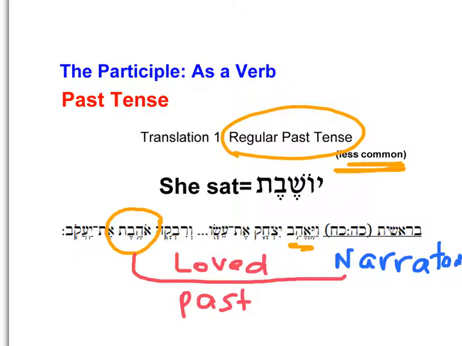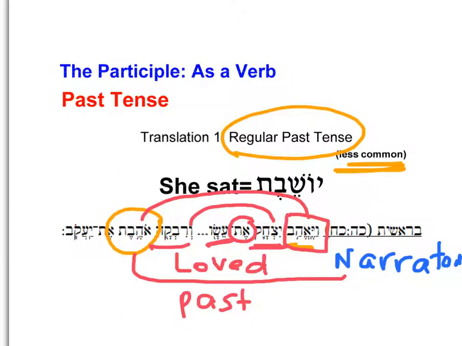And you can see in the pasuk that it's parallel language here. We have Vayahav Yitzchak et Esav. And here we have Rivka, which is parallel to Yitzchak. Ohevet is parallel to Vayahav. Et Yaakov is parallel to et Esav. So Ohevet is parallel to Vayahav. Vayahav is past tense. So Ohevet's going to be past tense.